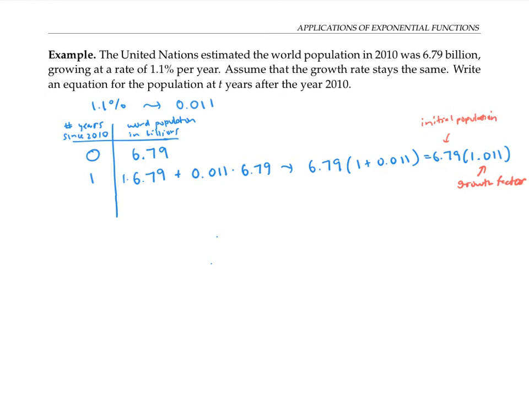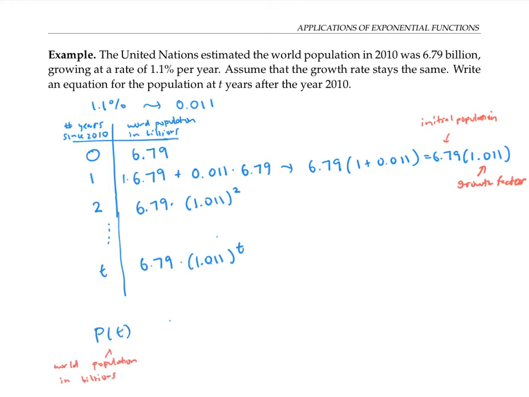As before, we can work out that after 2 years, our population becomes 6.79 times 1.011 squared, since it got multiplied by 1.011 twice. And after t years, it'll be 6.79 times 1.011 to the t power. So our function that models population is going to be 6.79 times 1.011 to the t. Here, t represents time in years since 2010.